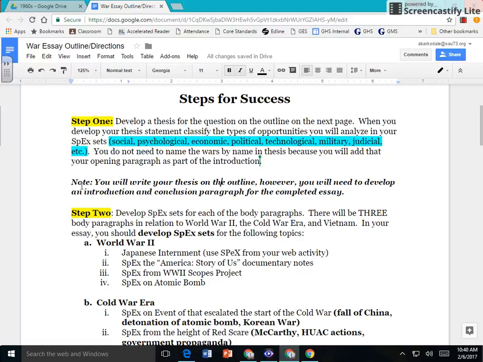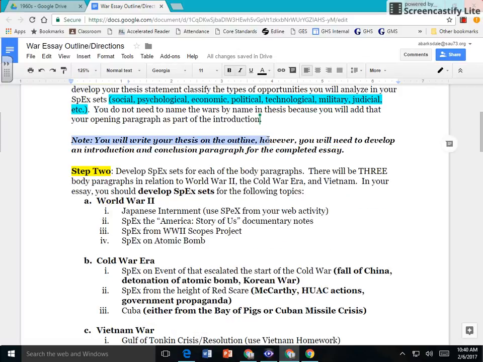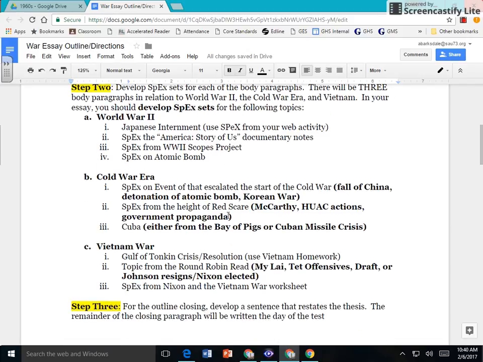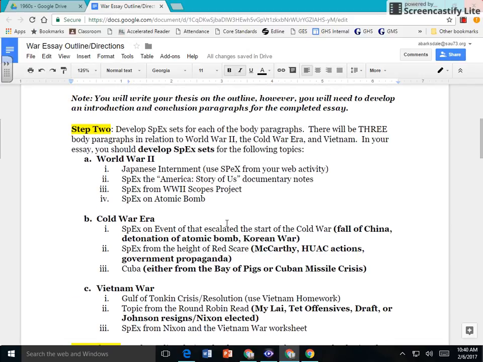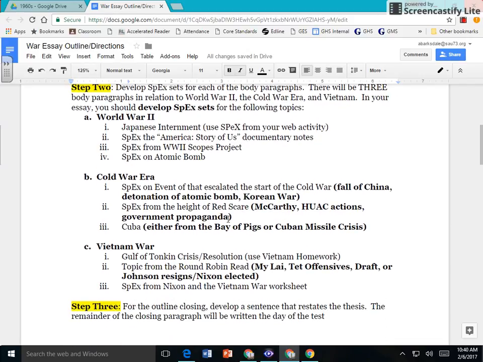Once you develop your thesis, it's important to understand that on the outline, your thesis will be the only sentence that appears. However, when you create the full essay, you need to go back and complete the introduction and conclusion paragraphs for the completed essay. And I will have instructions on what should be included in those as you move into that step next week. Okay? Step two is the bulk of you finding the evidence. And we're actually going to spend a large amount of time finding this in class.